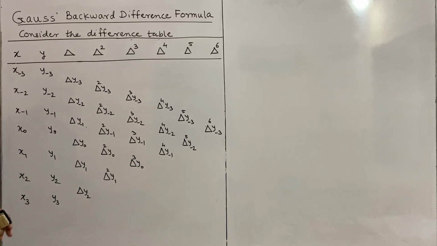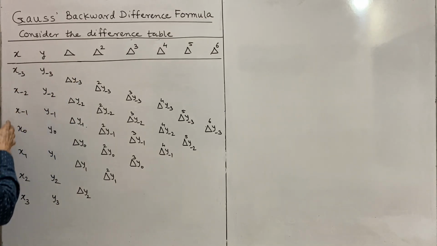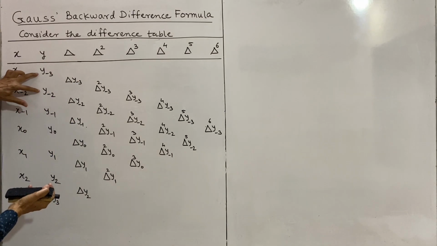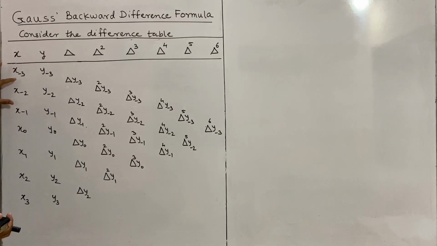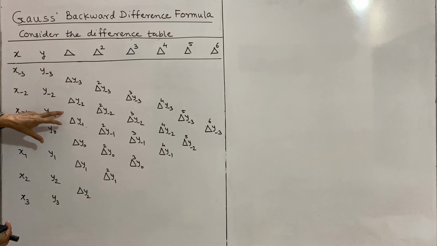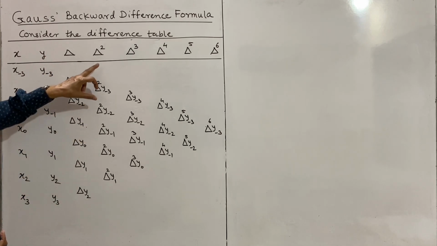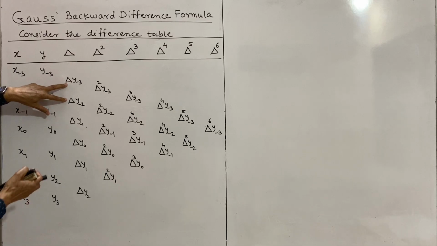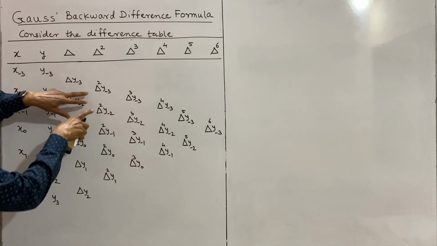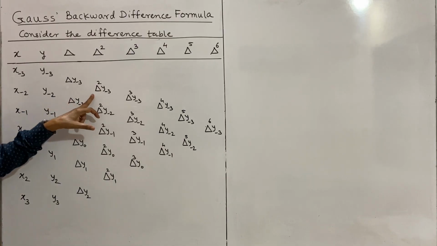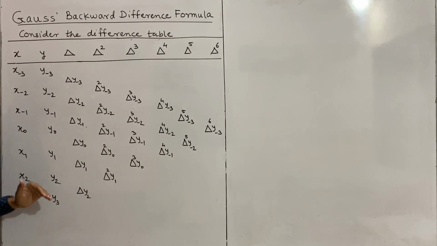These are the corresponding values of y, and these are the differences. The difference of these two values is written in between the lines of these two entries, and similarly all the differences of first order are written. Second order differences, the subtraction of these two differences, is written here as delta square y minus 3. That we have studied earlier, how to construct the difference table.